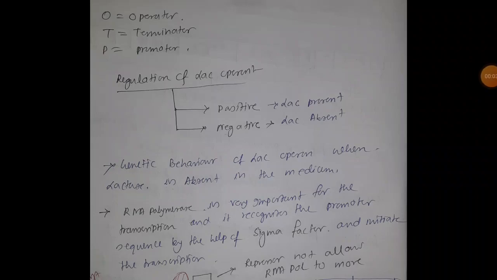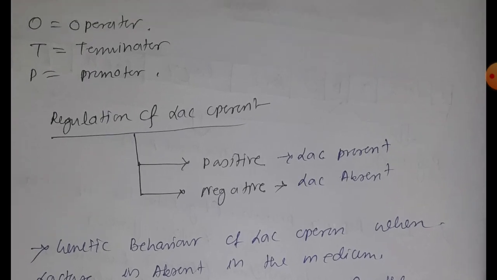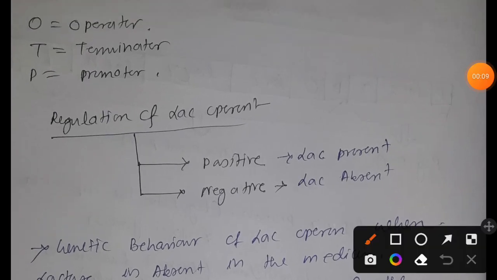Okay, so after our discussion about the general structure of lac operon, in this video I am going to discuss the negative regulation, the condition in which lactose is not present in the environment. Before going to our regulation discussion, I want to clarify that I will use O for operator, T for terminator, and P for promoter.